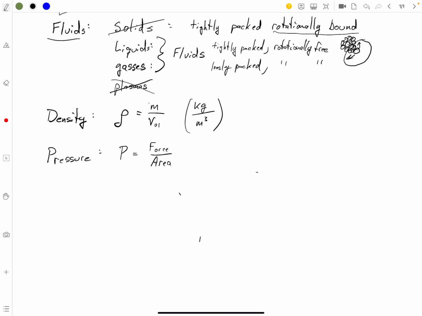That's in newtons per meter squared. Area is in meters squared. But we have defined that to be 1 Pascal. So 1 Pascal is the unit newtons per meter squared. These are SI units, by the way. This is all the SI, Système International.